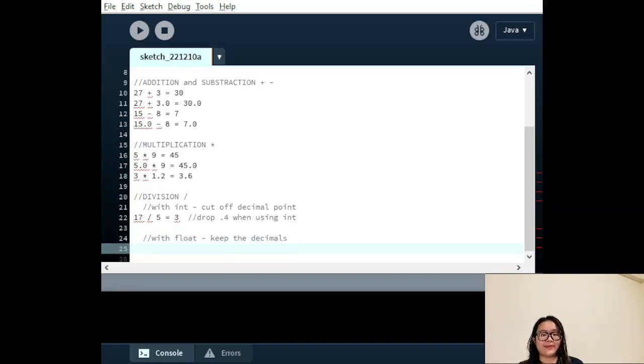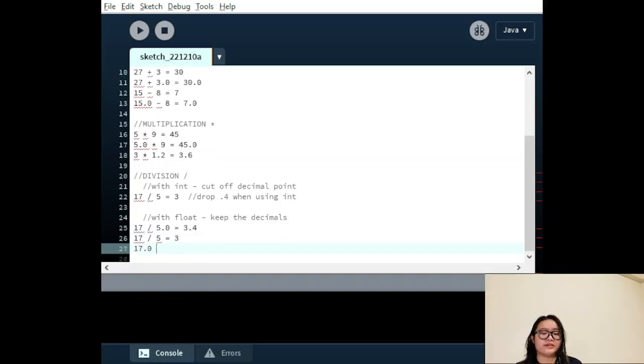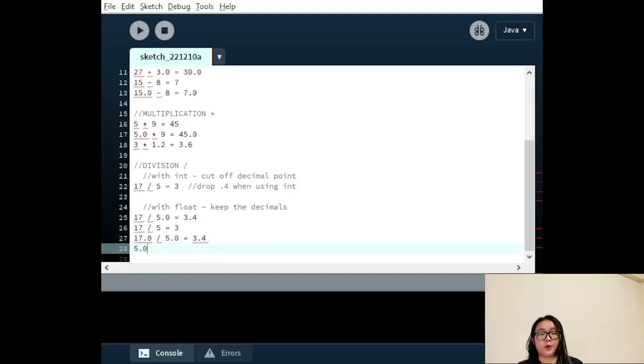Here are some more examples. Note the precision. 17 divided by 5.0 is equal to 3.4. 17 divided by 5 is equal to 3. 17.0 divided by 5.0 is equal to 3.4. And 5.0 divided by 1.2 is equal to 4.16666.